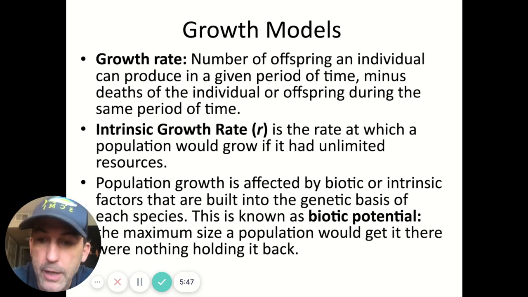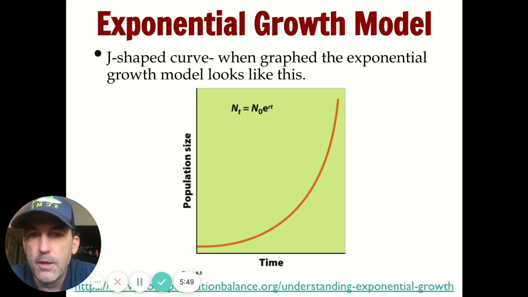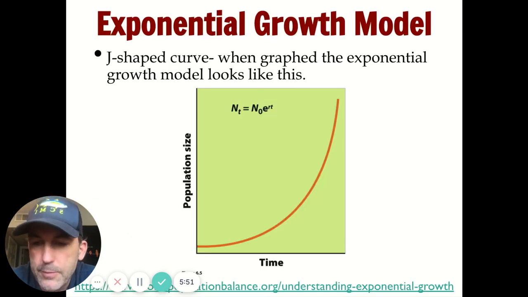That's the biotic potential. Okay, so the exponential growth model is a J-shaped curve. It's just exponential growth of a population. So it's going to ratchet up rapidly. Humans on planet Earth are undergoing exponential growth. We may be slowing slightly, but it's still exponential. And so we look at a J-shaped curve for humanity.